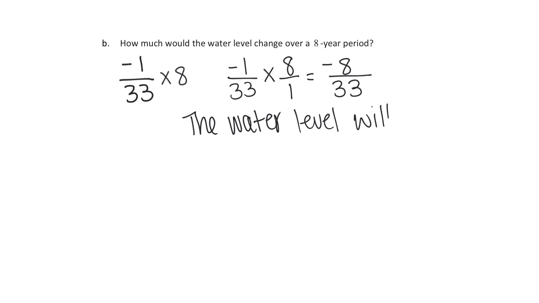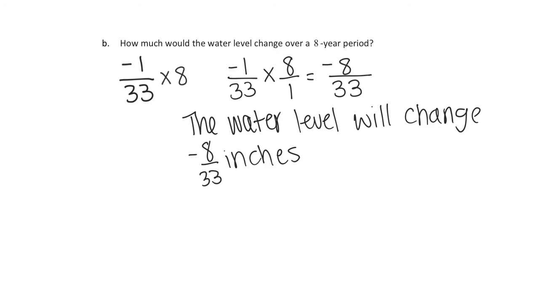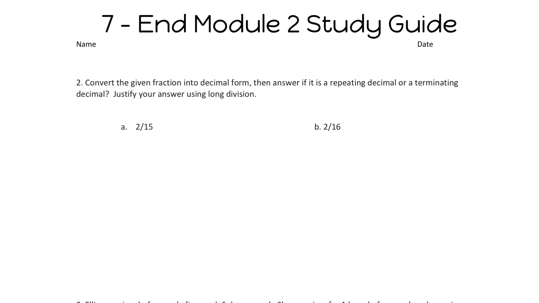Now we know that the water level will change negative 8 over 33 inches every 8 years. Let's move on to number 2.